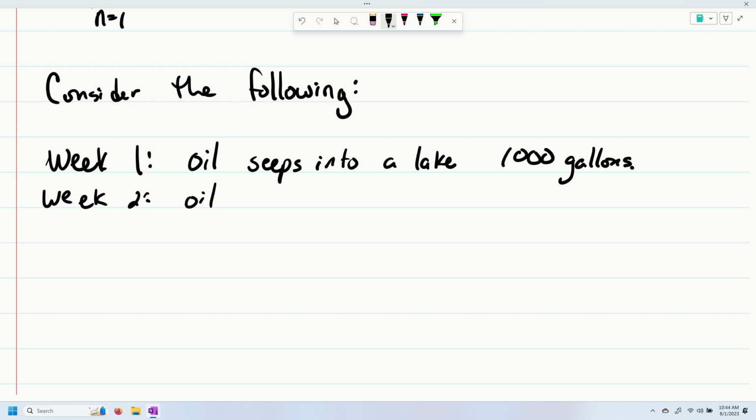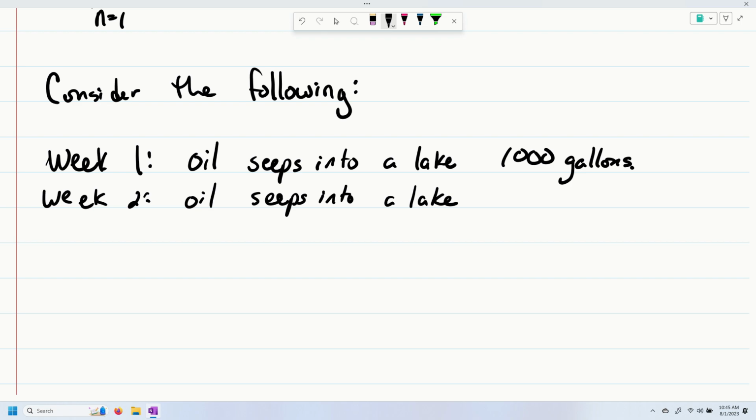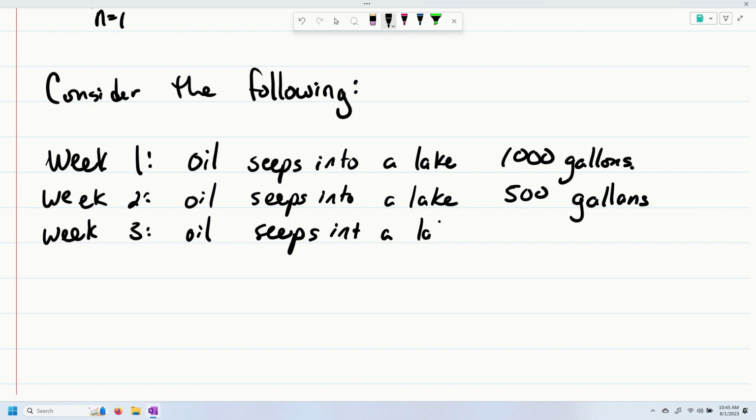Now, week 2, the oil is still seeping, but in this case, it only seeps an additional 500 gallons. Now the third week, it's an additional 250 gallons. So what we know is oil is seeping into the lake, and each week it's basically being cut in half, and this is going to keep going.